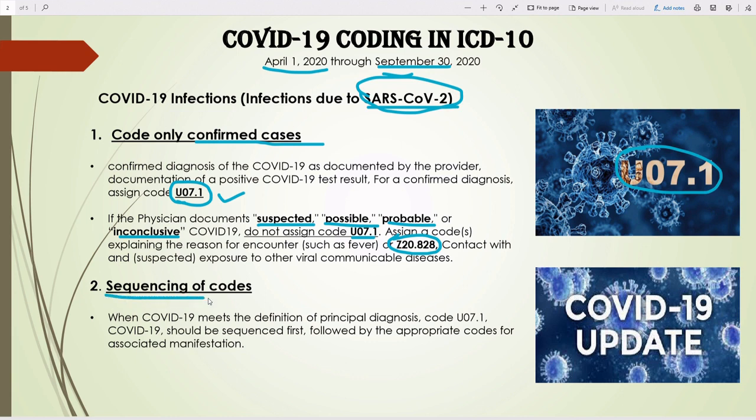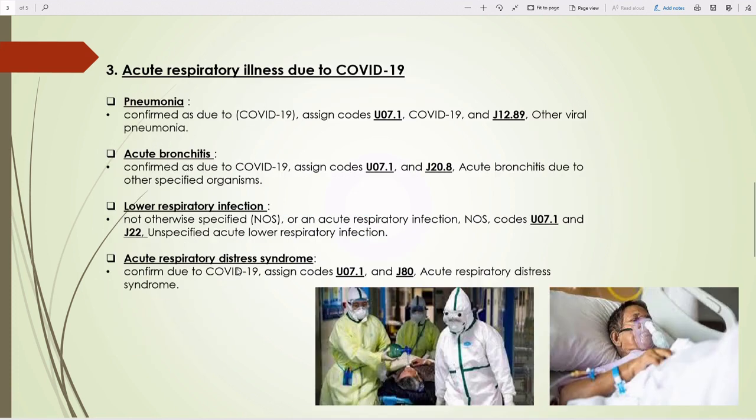Sequencing of codes. When COVID-19 meets the definition of principal diagnosis, code U07.1 COVID-19 should be sequenced first, followed by the appropriate code for the associated manifestation. So here we can easily understand U07.1 is a confirmed case, so we have to assign it as the PDX, and after that we have to assign the appropriate code for the associated manifestation.